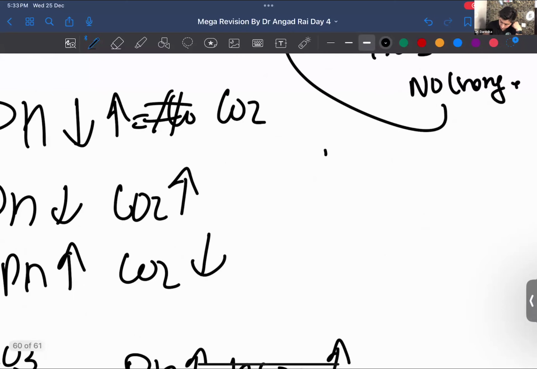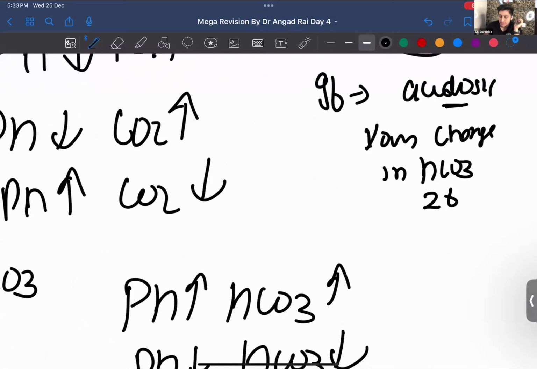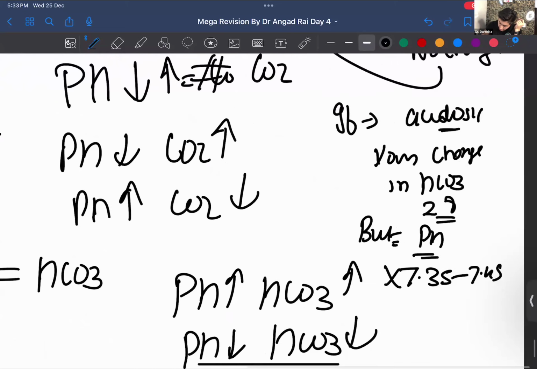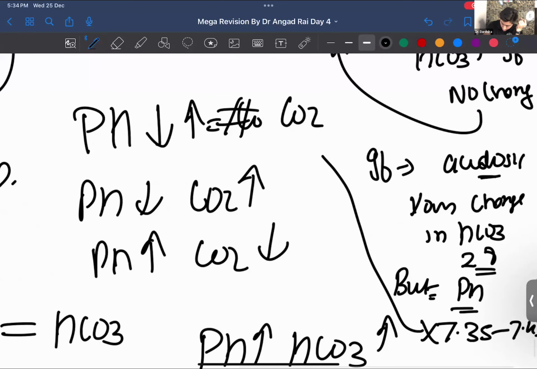If the issue is again acidosis, for example, you see that there is a change in bicarbonate. Suppose from 22 to 26 it came to 26. Oh, sorry, it came to 28. But still the pH is not between 7.35 to 7.45. Then your answer is partially compensated.